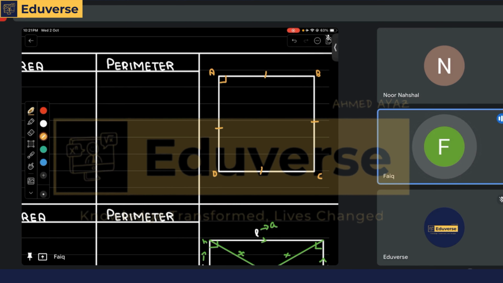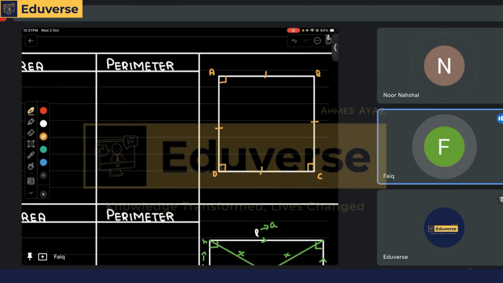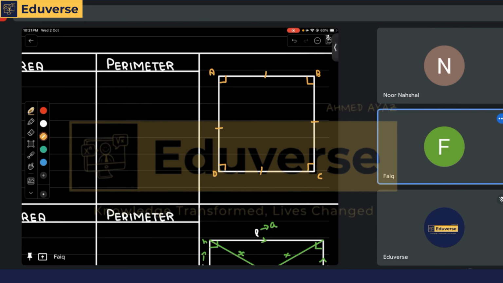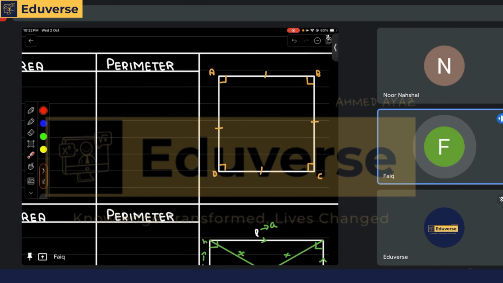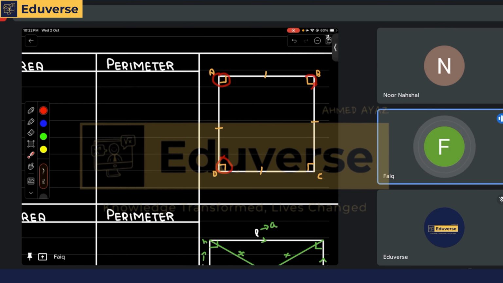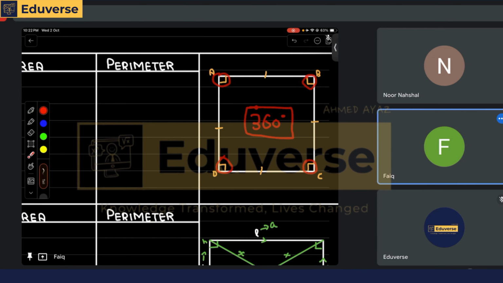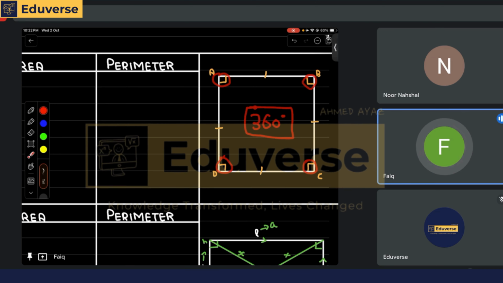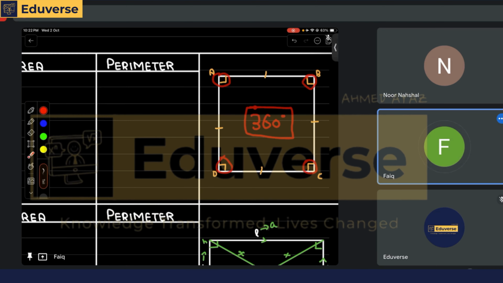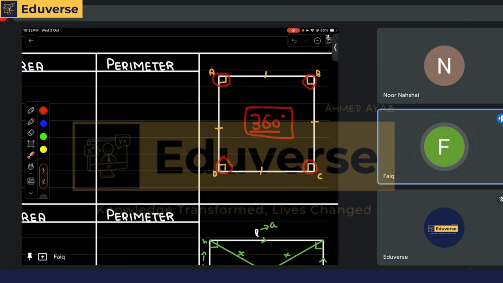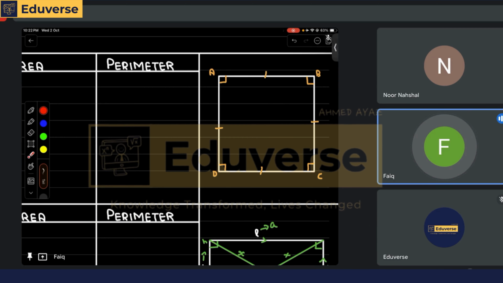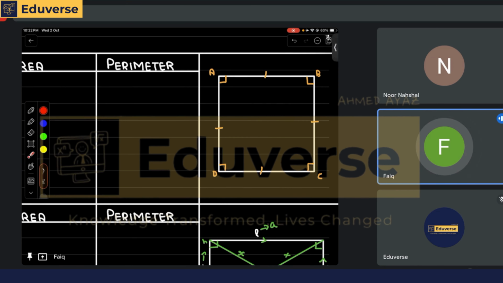Correct. So this is 90 degrees, this is 90 degrees, this is 90 degrees, and this is 90 degrees. So when we add up all of these angles, this angle, this angle, this angle, and this angle, it will add up to 360 degrees. So we can say that when we add up all of the angles in a square, they equal 360 degrees. Now, these are the two properties that we should be aware of for now.